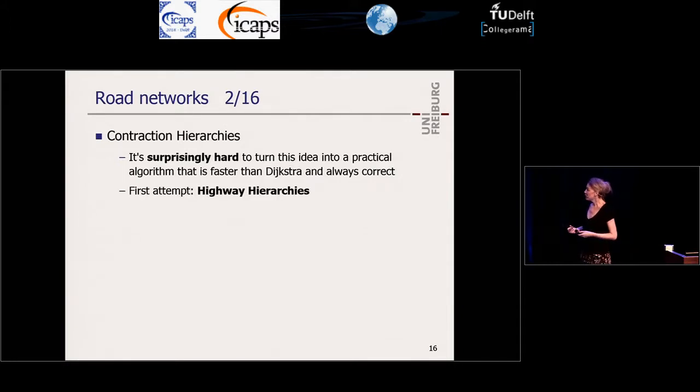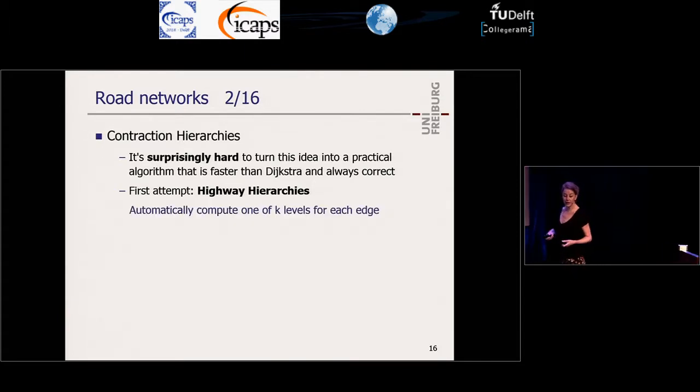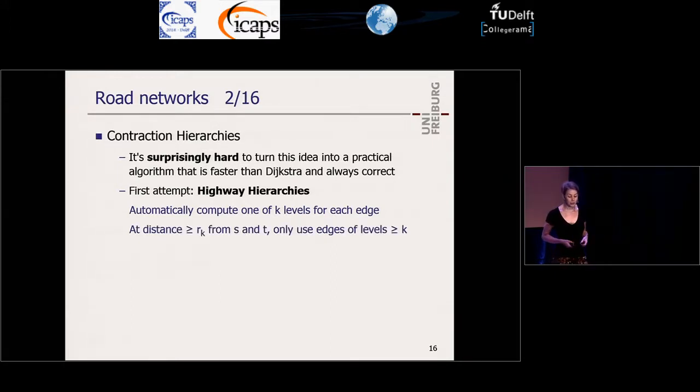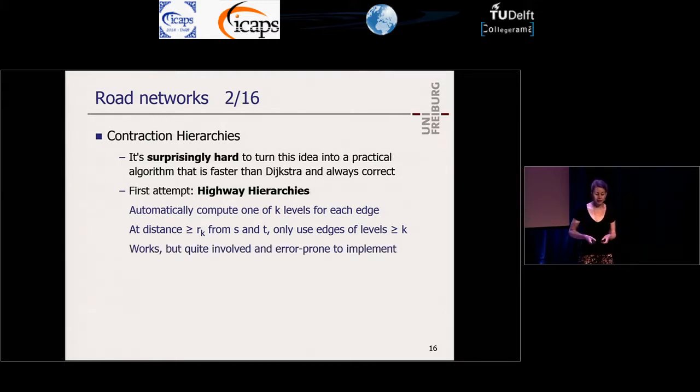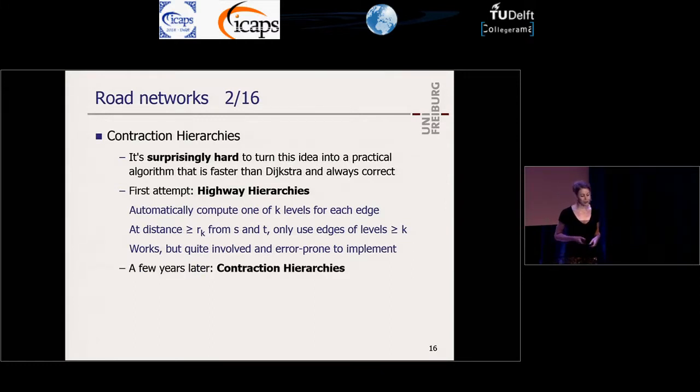So the first attempt was kind of the obvious way to do it. You automatically compute these levels. You don't take the colors like white, yellow, and orange, but you compute them, right? And then you say at a certain distance from source and target, only use edges from a high level. The further you are away, the higher the level. So this works, but it's super involved and error prone to implement. Yeah, so people have done this and it works. You make one mistake and you get routes, but maybe they are not correct, right?